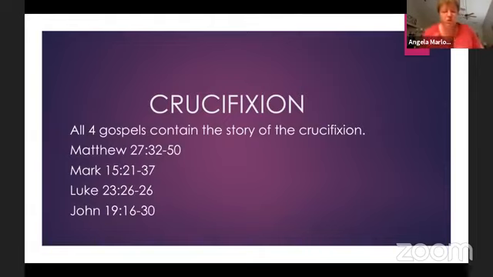Now, before we look at some art, I want to remind us a little bit about the crucifixion in the first century and the way Rome used crucifixion.